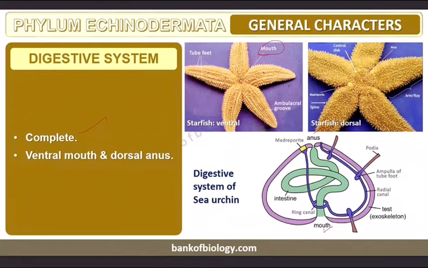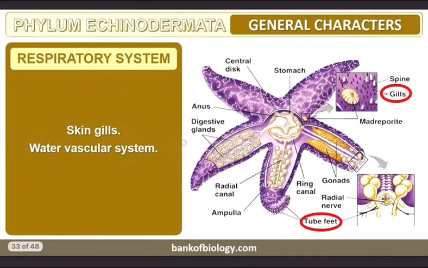And the digestive system, as I said just now, is complete with a ventral mouth. Look at that. On the ventral side there is the mouth, and on the dorsal side there is the anus. So both mouth as well as anus are present. And look at the digestive tract. Intestine is there, stomach is there. Very well developed structures are seen in this. That's why we say the digestive system is well developed and complete with the ventral mouth and dorsal anus, right?